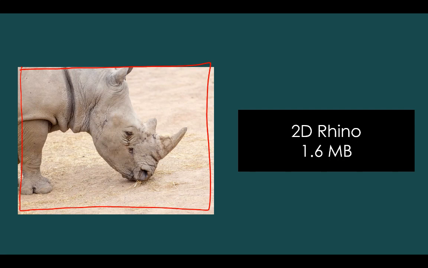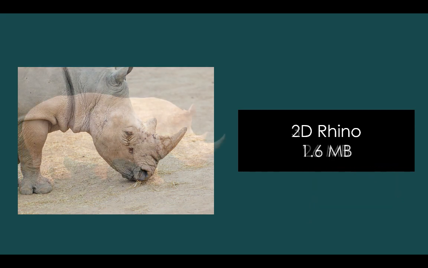So in this case, I've just found a picture of a rhino. This is 1.6 megabytes and I haven't compressed the image yet. So that's saving, again, 24 megabytes, maybe 25 megabytes of space in this case for each video or 3D model you swap out like this.